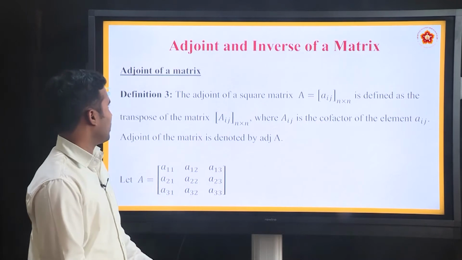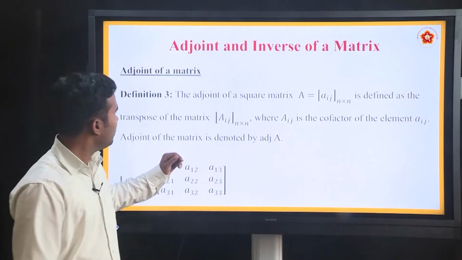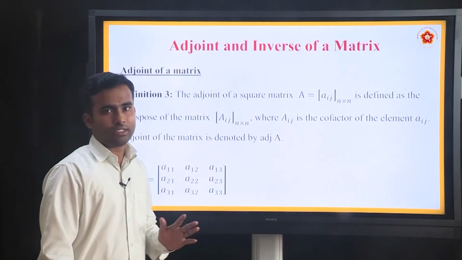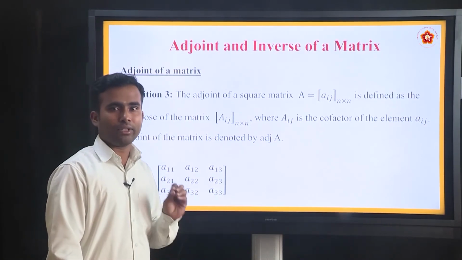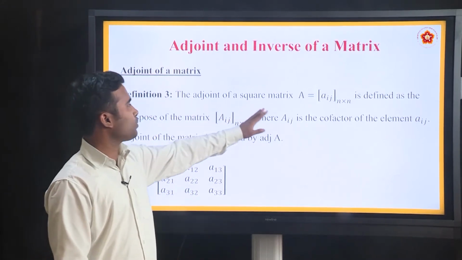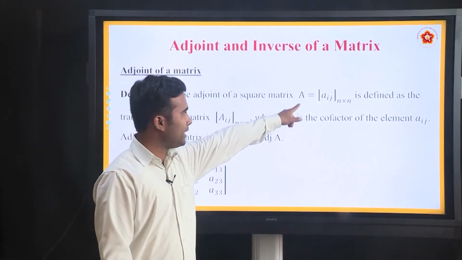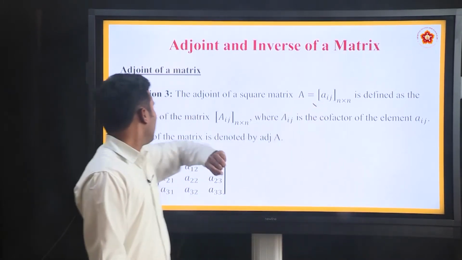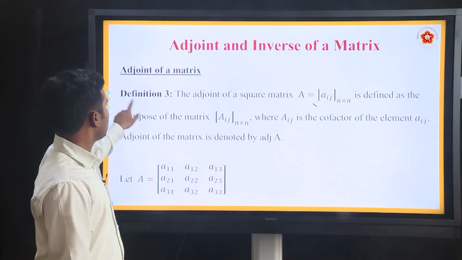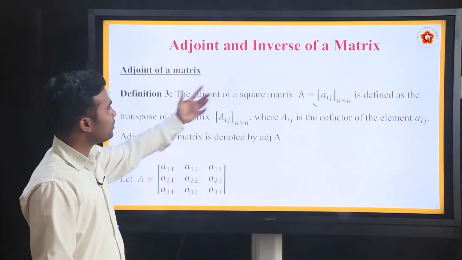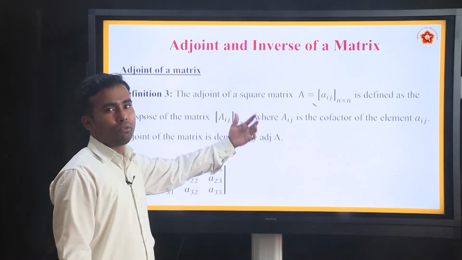So, let us define what the adjoint of a matrix is. We can define the adjoint of a matrix only for square matrices, not for other matrices. We consider only the square matrix. Here, A is a square matrix of order n, and the adjoint of a square matrix can be defined as the transpose of the cofactor matrix.